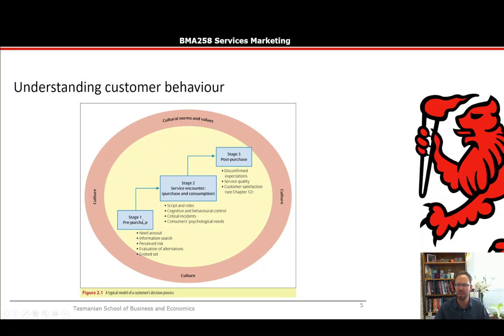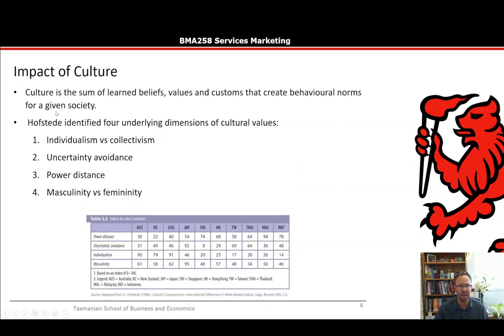We've got stage 1, which is the pre-purchase impacts, or the pre-purchase stage of making decisions. Stage 2 is the service encounter, where you actually meet up and the service exchange of value. And then stage 3 is the post-purchase stage. We're going to look at this model in a little bit of detail, but we're going to start with the outside rings, because all of these stages are impacted by cultural norms and values. So the whole way through is influenced by culture. Let's have a look first at how culture impacts customer behaviour.